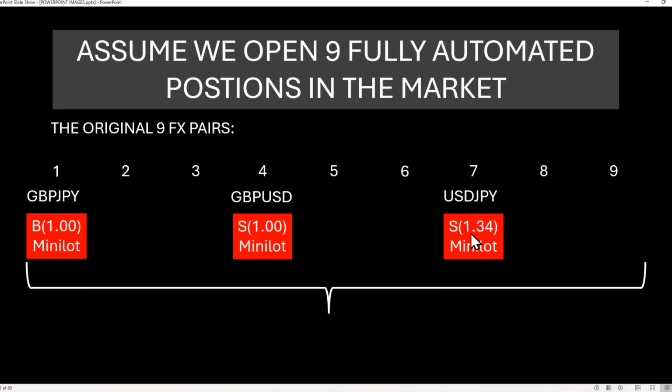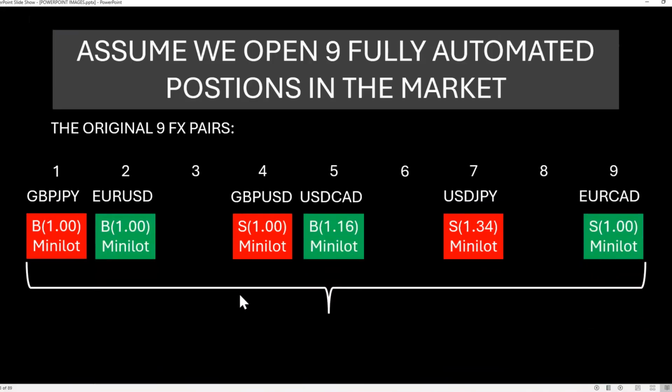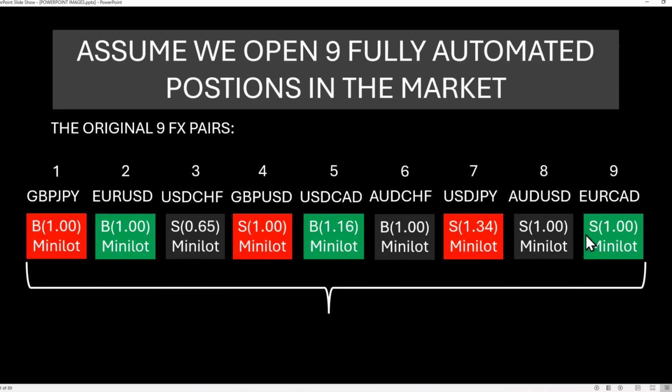The second tri-pair is this. US dollar multiplied by USD, you get Euro Canadian by the mathematical relationship. And this is the third one. Aussie dollar multiplied by US dollar franc, you get Aussie franc.